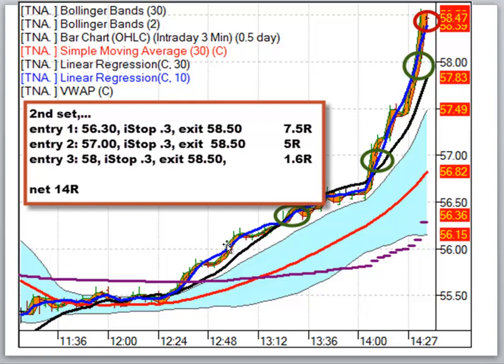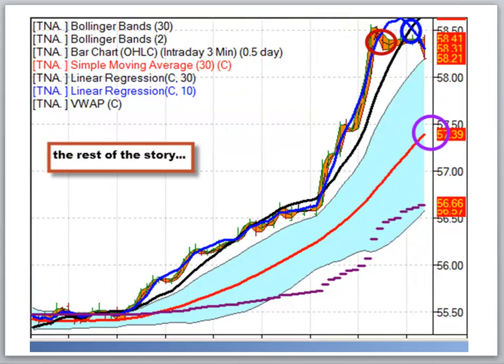So with the 2R from round 1, and then the rapid re-entry triggering a continued interest, we end up locking into this runaway freight train for about 16 total R. The rest of the story is selling into the diminishing enthusiasm here at 58.50. It was really a pretty good exit.